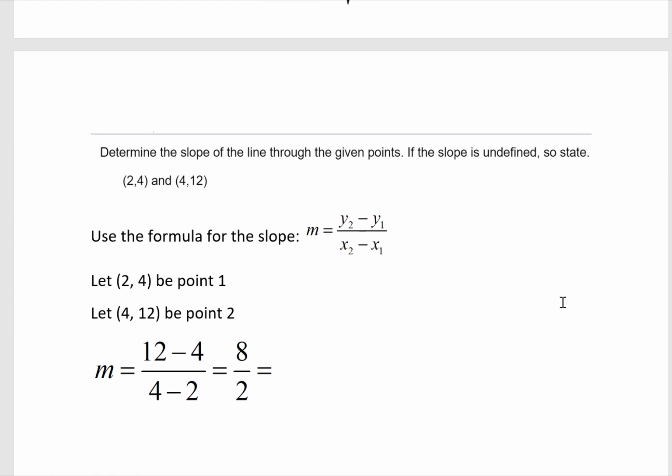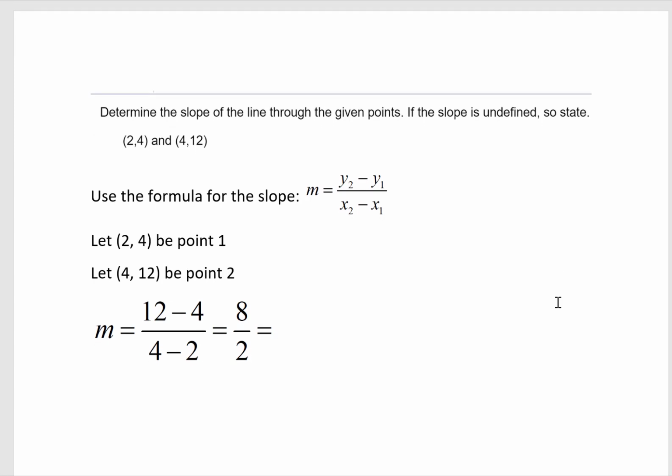The 2 points they gave me were (2, 4) and (4, 12). Use the formula for slope: m equals y2 minus y1 divided by x2 minus x1. I'll select the point (2, 4) to be point 1, and I'll select the point (4, 12) to be point 2.